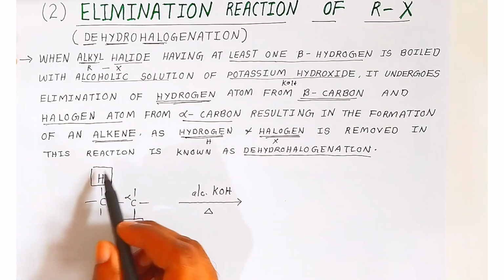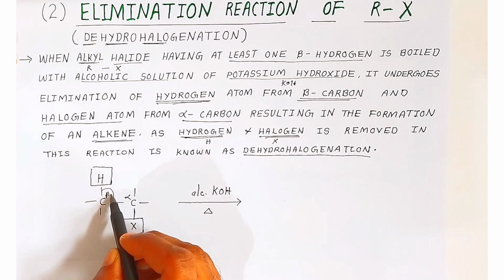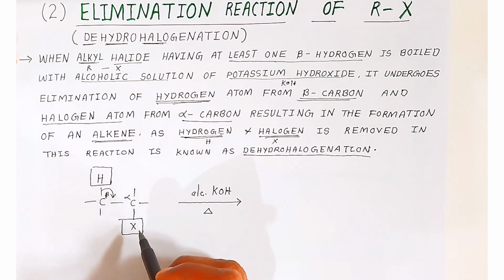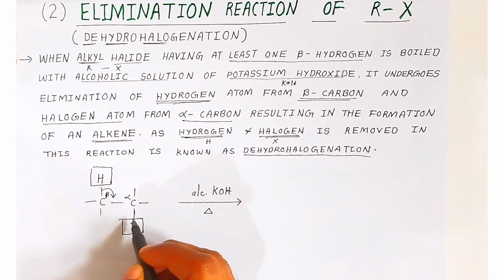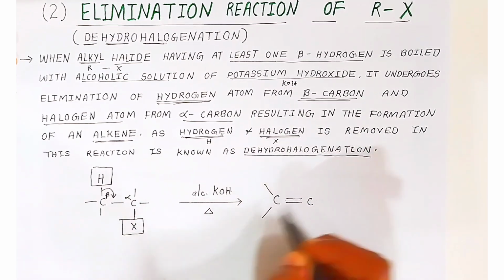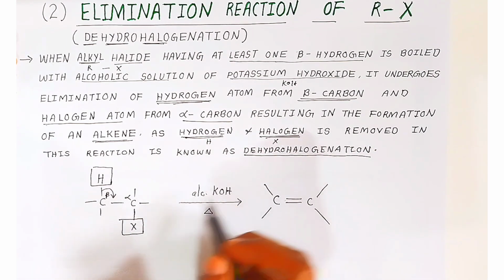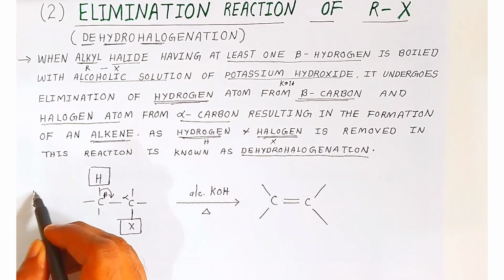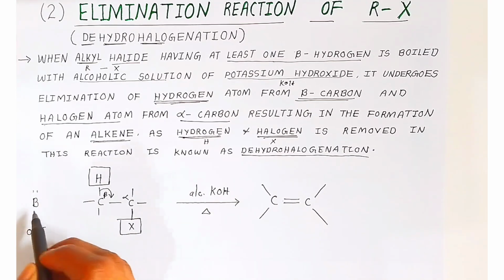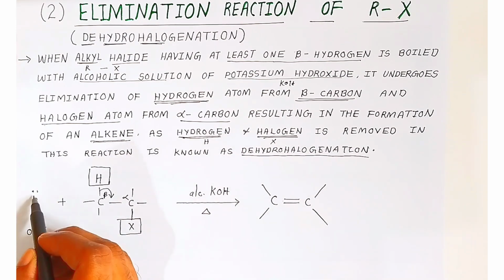So what happens when this hydrogen is removed and this halogen is removed? The electrons will come here and form the bond, which is called the alkene. Okay students, this way there is a formation of alkene. When you are using alcoholic KOH, there is a formation of hydroxyl, also called OH minus. Here we are representing in general a base containing two lone pairs, OH minus. This minus I have shown like this.